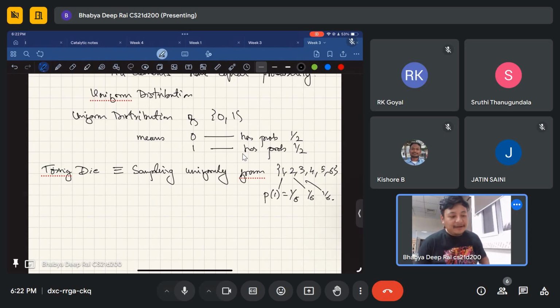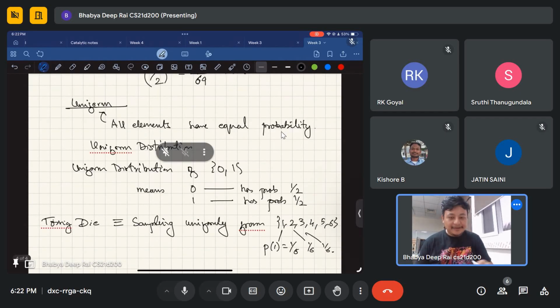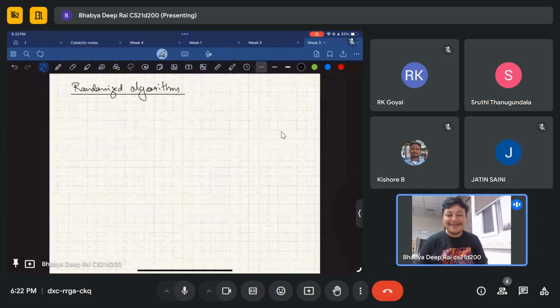Oh, I feel like there is a delay in the screen that I'm showing. Can you see randomized algorithms written? Okay, now I think you can see. Yeah. Oh, you can, right, Jatin?